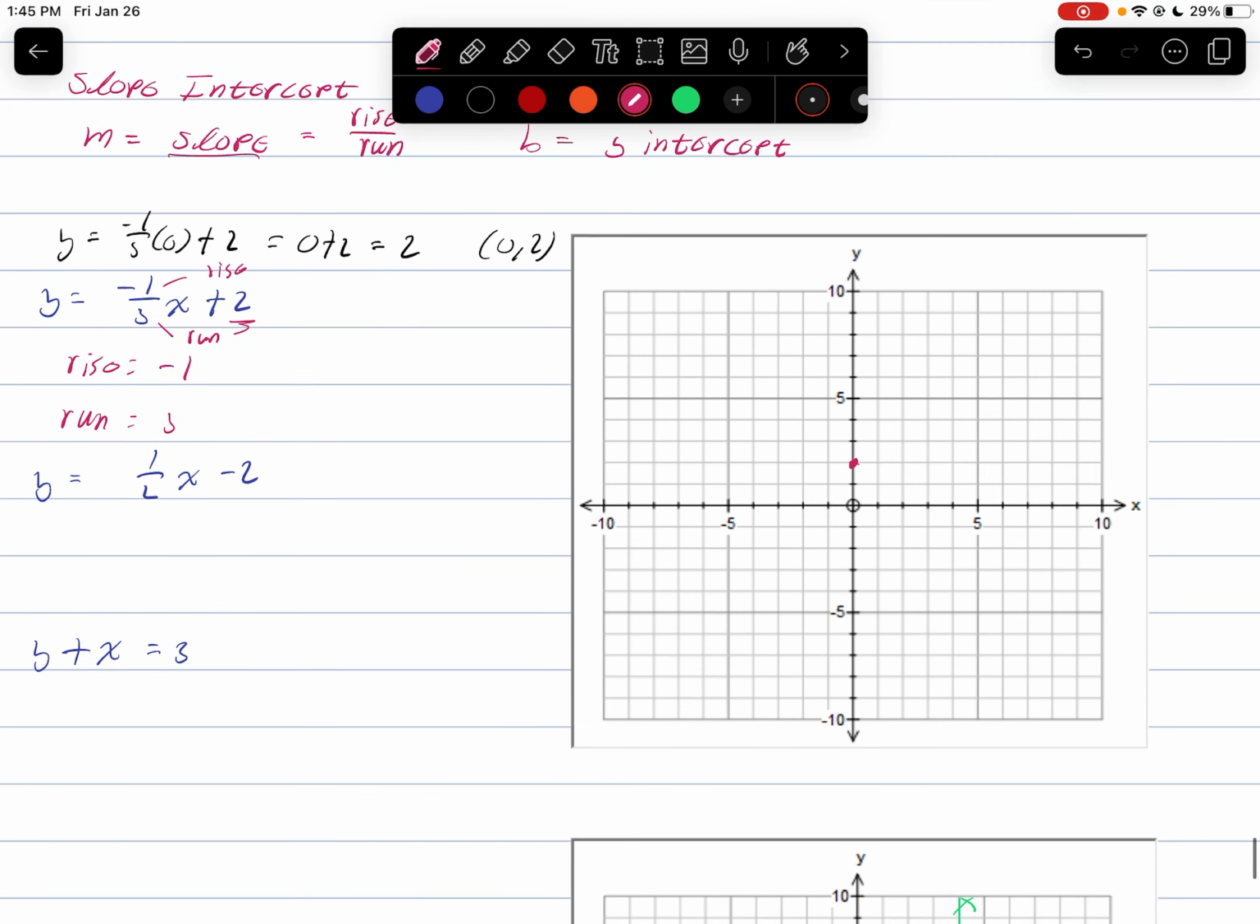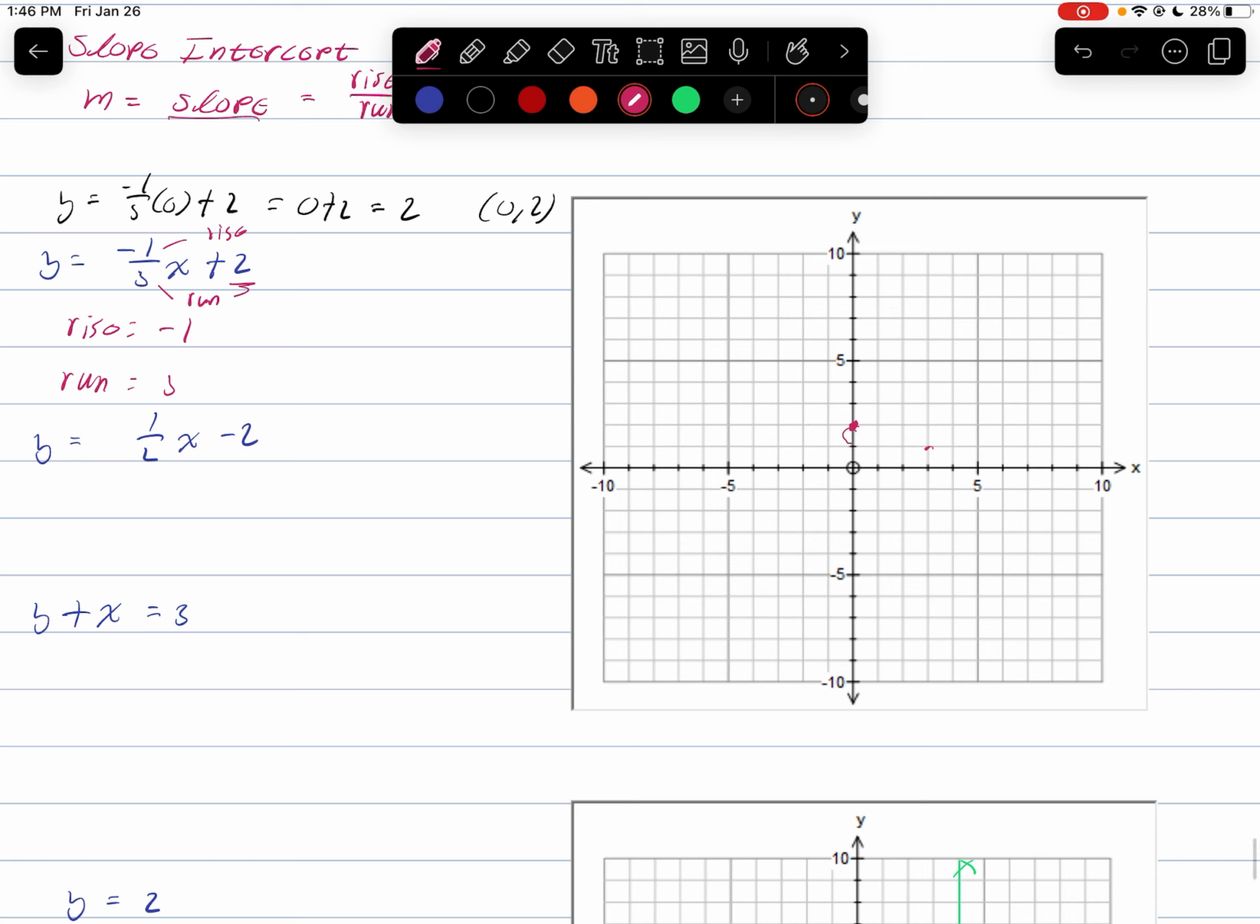Okay? Rise means how far along the y-axis you're going to go and in which direction. So in this case, our rise is -1. So that means we're going to go down 1 along the y-axis. And we have a run of 3. So that means we're going to go to the right 3. So we're starting at this point here. And we're going to go down 1. And we're going to go to the right 3. So our next point will be here.